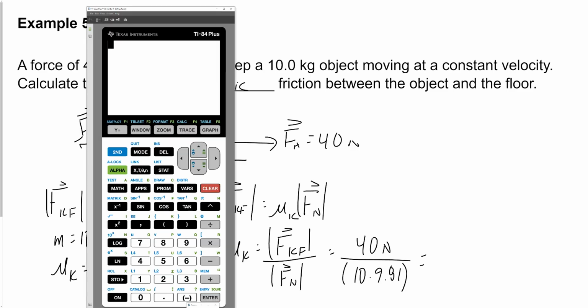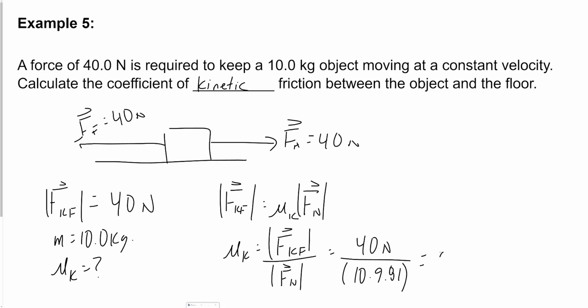Let's say 40 divided by bracket 10 times 9.81. Don't forget those brackets on the bottom because then we're doing an operation. Gives me a value of 0.408. There we go. There's the coefficient of kinetic friction.